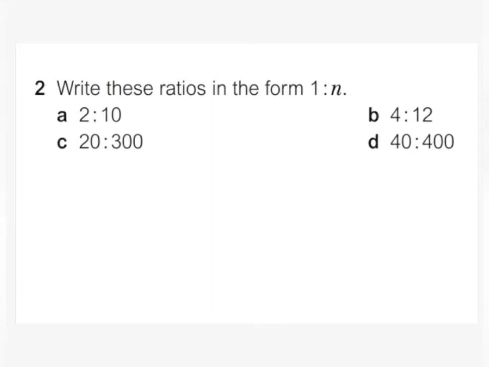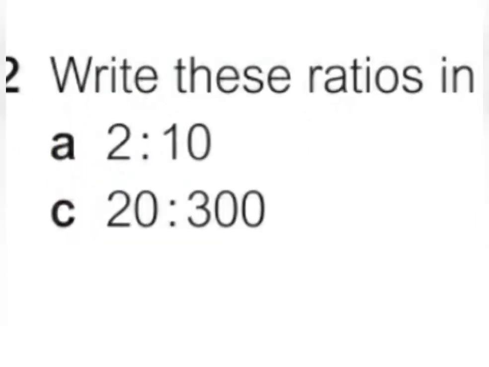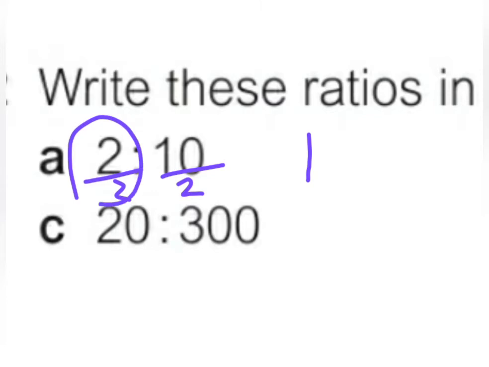The first step, we have to make 2 into 1. How can we make 2 into 1? By dividing it by, very good, by dividing it by 2. So we're going to divide this by 2, and at the same time, we're going to divide this by 2. So the answer will be 1, 2, and 10 divided by 2 is what? Very good, 5. So the answer will be 1 to 5.